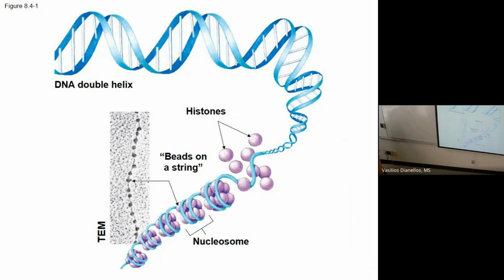So here you go. You've got the DNA double helix, and it winds around these histones. In this picture, you can see we've got 8 histones with the DNA wrapped around them. Each time that happens, that little group of 8 histones with the DNA wrapped around it is called a nucleosome. Again, I'm not going to ask you what a histone is or what a nucleosome is, but I will use that term.